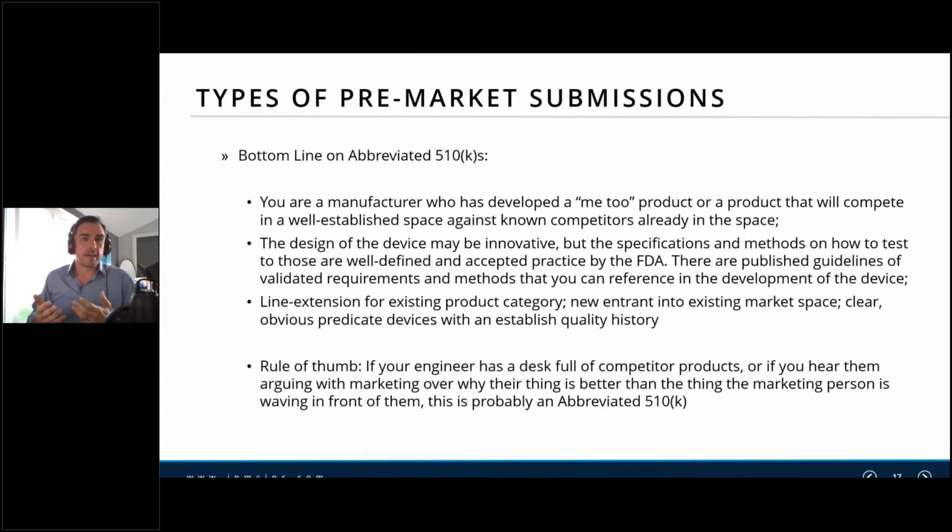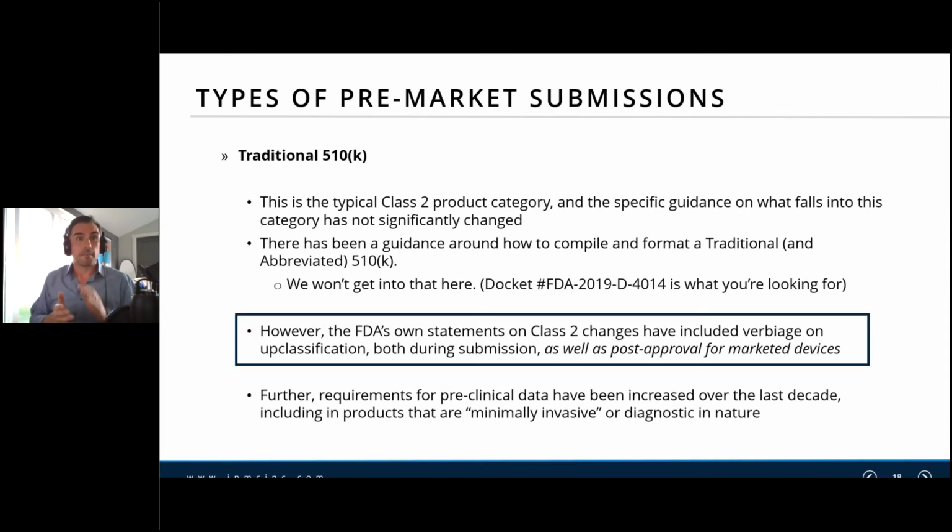So, rule of thumb: if your engineer has a desk full of competitor products, or if they're arguing with marketing over why their thing is better than the marketing person's thing that's waving in front of them, this is an abbreviated 510K. Anytime you hear an engineer and a marketing person arguing over this is what the competitor has, this is what the customer wants, well, yeah, well, this is what we designed and that's what the requirements say, you're in the abbreviated 510K space more than likely. Because everybody gets to be right. That's just one of those things. Abbreviated 510Ks, more people are right than not.